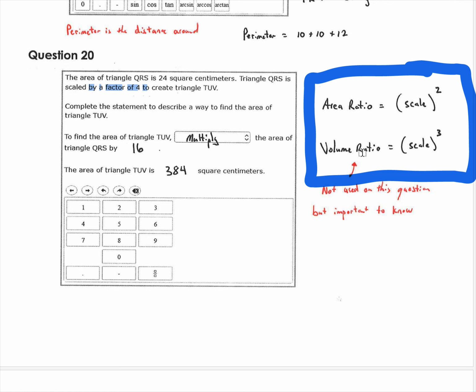The volume ratio, considering you're multiplying each one of the 3 things by 4, would be the scale factor cubed. So once you know you have a scale factor of 4, square it to figure out how much the area would be bigger by, and cube it to figure out how much the volume would be bigger by if it was a 3-dimensional figure. So to find the area of the bigger triangle, we're going to multiply by 16, and then 24 times 16 is 384.